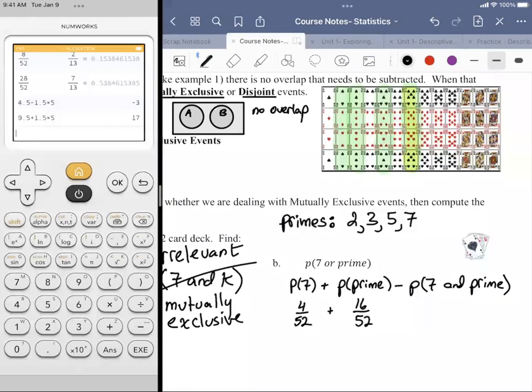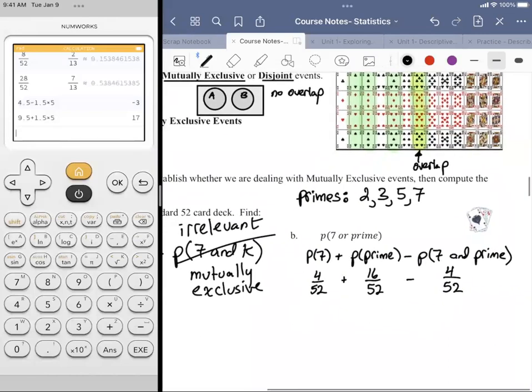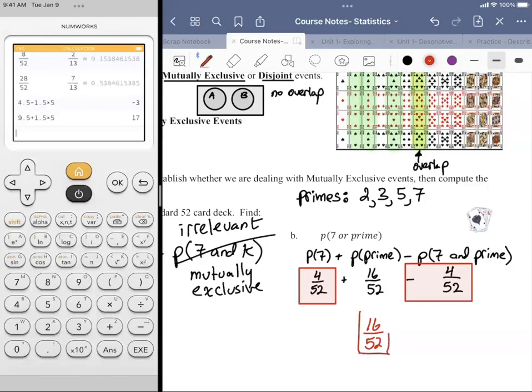But because you have a set of cards that are both prime and 7, this would be my overlap, I would have to subtract that off. Right? The 4 cards that are both 7 and prime. And so if you look at it carefully, you'll see that we have a 4 out of 52 here and a negative 4 out of 52. Those two numbers are exact opposites of one another, so they would cancel, which means that 16 over 52 was the only relevant probability in this.